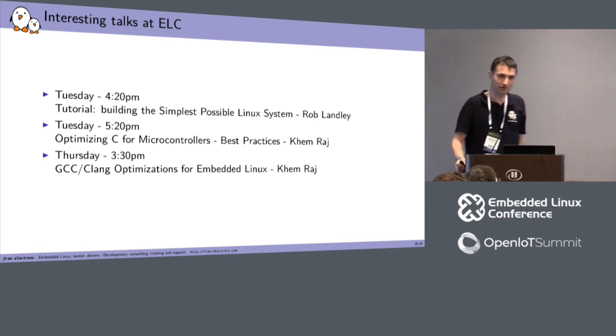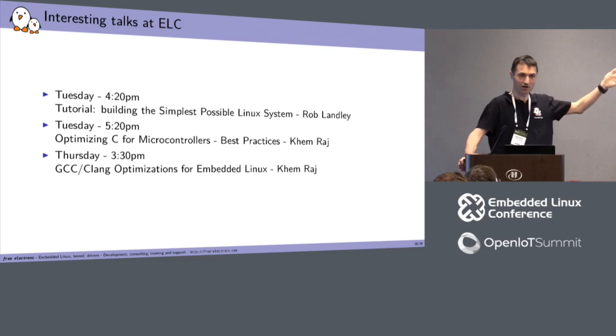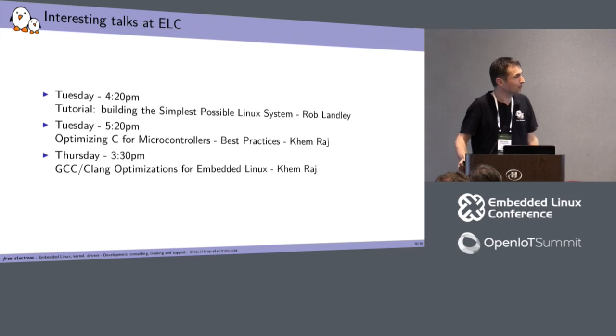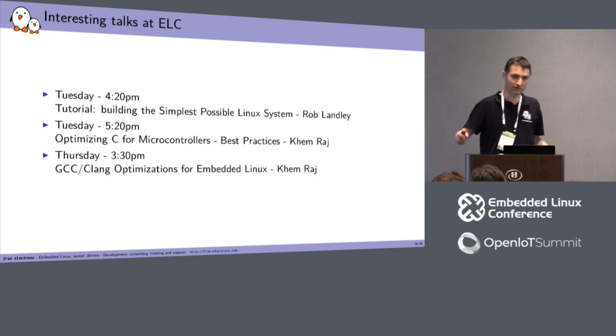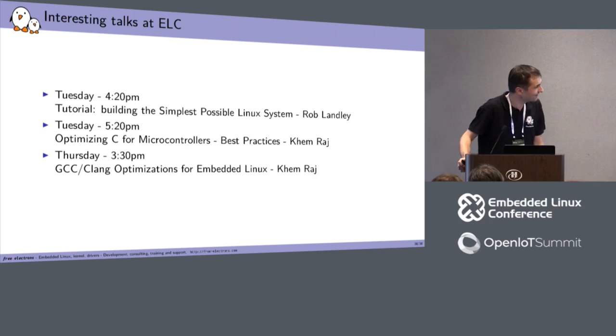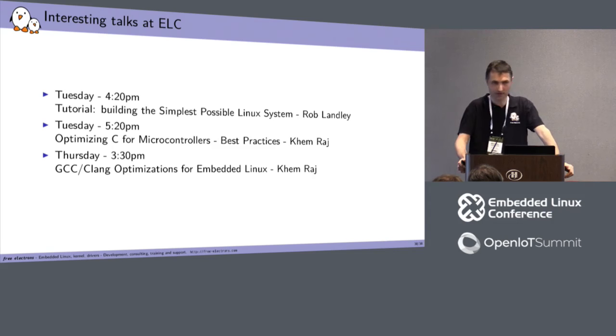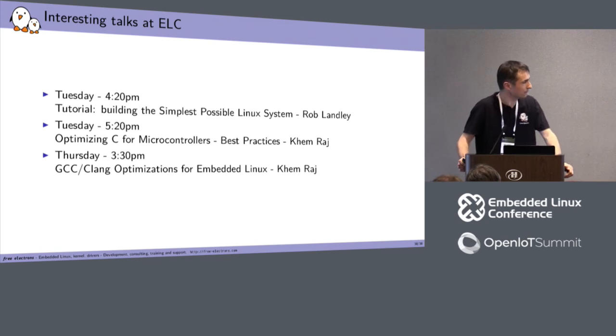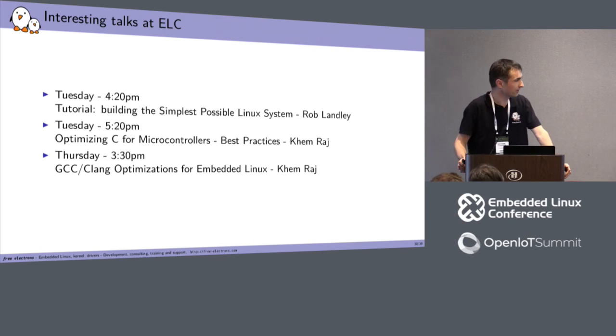During this week, you have other talks if you're interested in size. There's a tutorial from Rob today about building the simplest possible Linux system so you understand how simple a system can be. And Rob is one of the best at making simple things. There's also the talk about optimizing C for microcontrollers from Cam Raj. It's more on the IoT track, but it's interesting too. And also GCC Clang optimizations for embedded Linux on Thursday, which could be interesting as well.